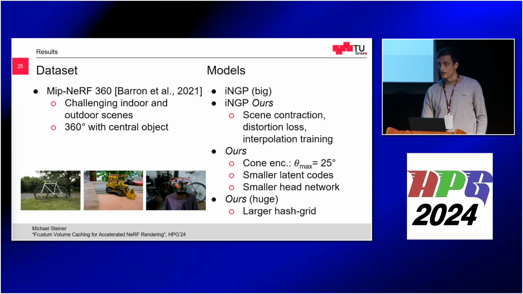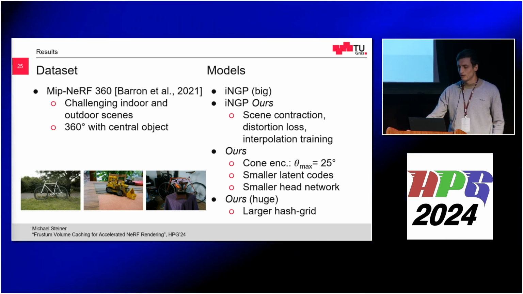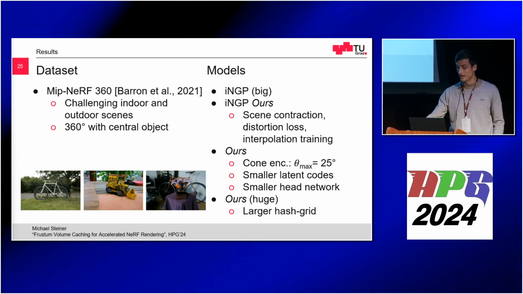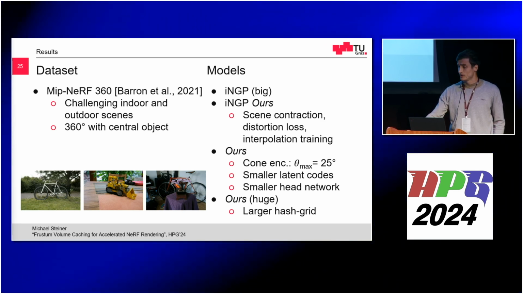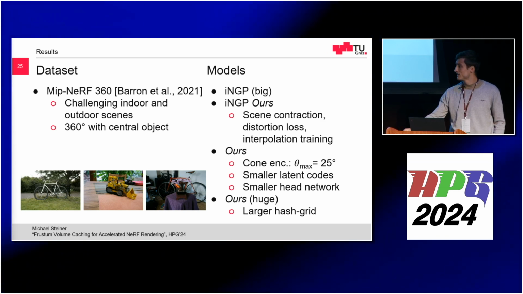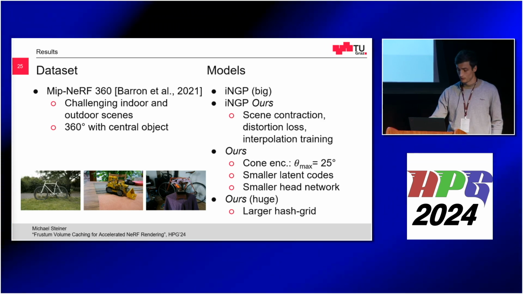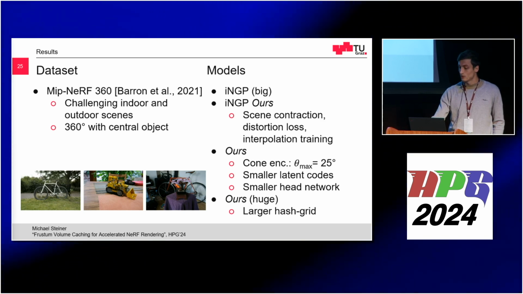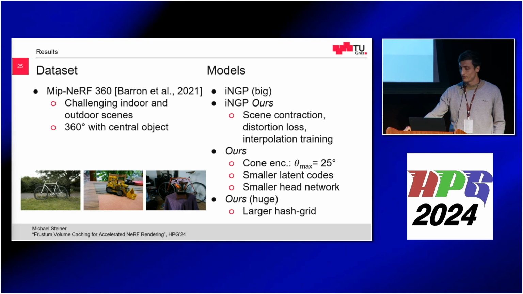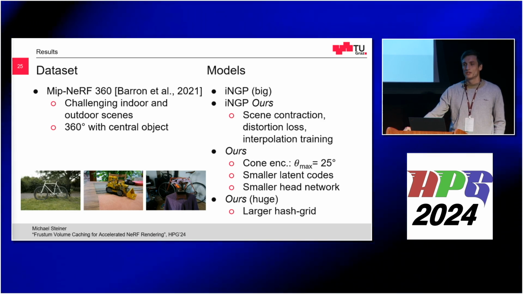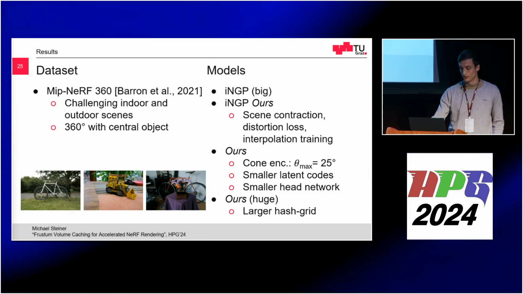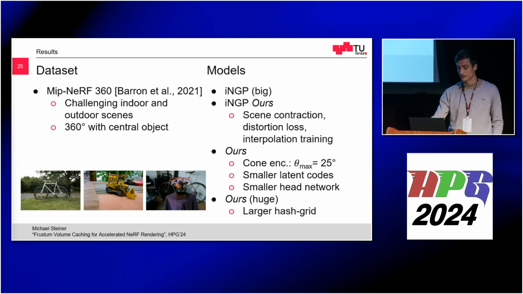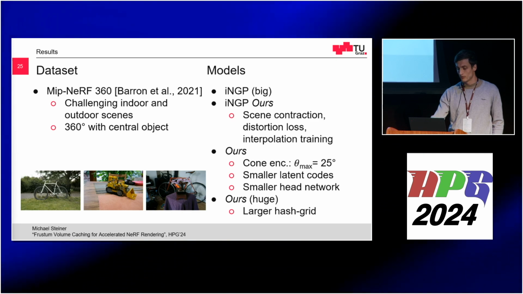The models we compare against are a larger base variant of Instant NGP without any further changes; an adapted version of Instant NGP which employs scene contraction, distortion loss, and also has interpolation training, which we can also use for caching and reprojection; and our method, which also uses the cone encoding with a maximum cone angle of 25 degrees, and smaller latent codes and head networks. To show scalability of our approach, we also use an Instant NGP model with an even larger hash grid.